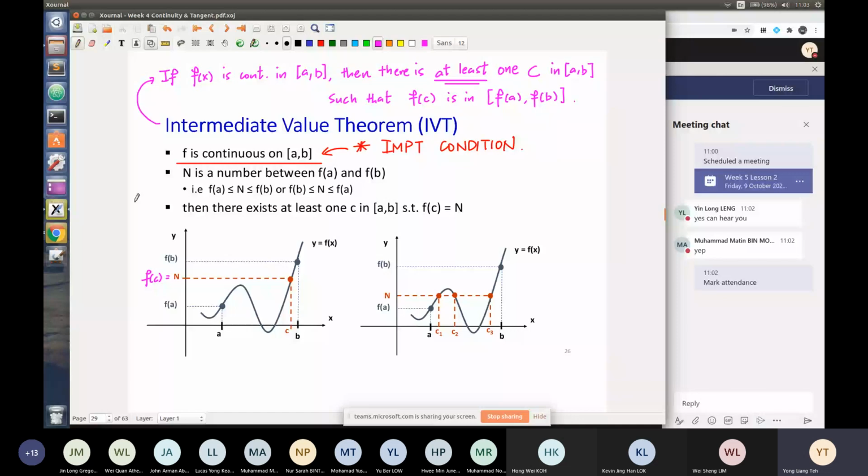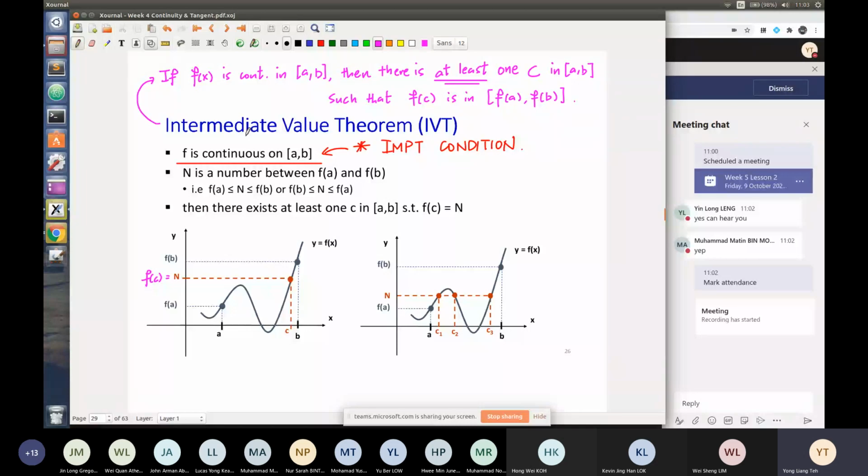Right, so while waiting for more students to come in, let me just go through a recap of the stuff that we have gone through last lesson. The main concept that we went through during our Wednesday lesson is the intermediate value theorem.